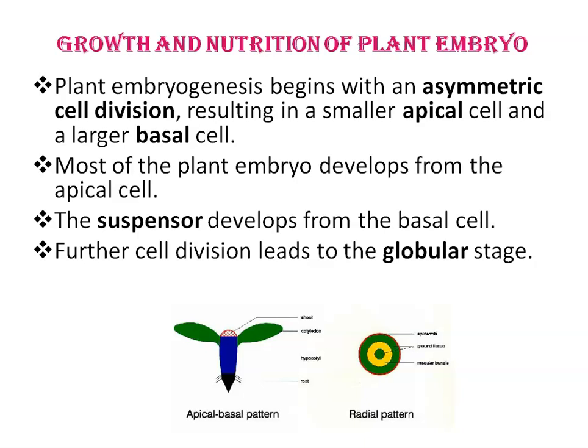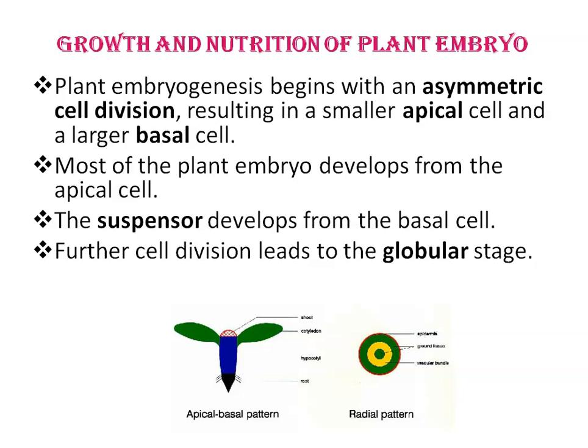Plant embryogenesis begins with an asymmetric cell division, resulting in a smaller apical cell and a larger basal cell. Most of the plant embryos develop from the apical cell. The suspensor develops from the basal cell. This suspensor anchors the embryo to the endosperm and serves as the nutrient conduit for the developing embryo.